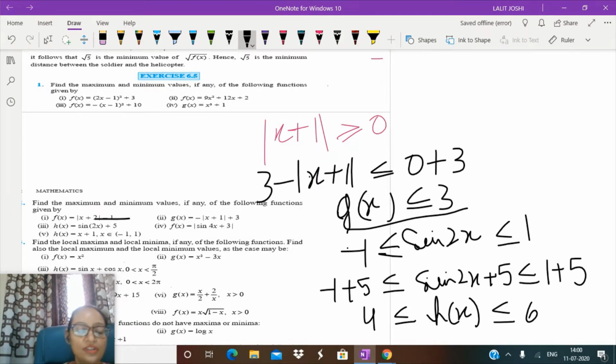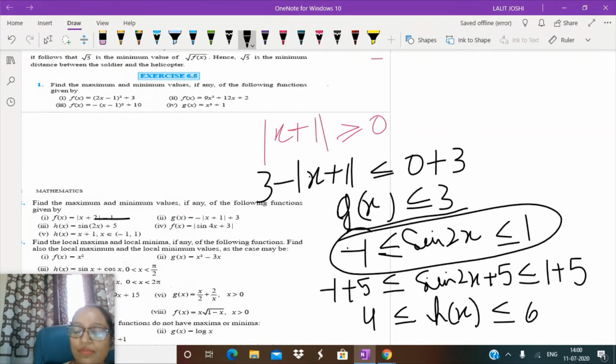Now moving on to the third and fourth parts, these are the types which are usually asked in the exam. In place of sine, you can have cos as well. What is given? You have to find the minimum and maximum value of this. And for the sine, we know that sine always lies between minus 1 and 1. So if I add 5 to all three sides, I'll get 4, h(x) and 6. So it means the minimum value is 4 and the maximum value is 6, right?